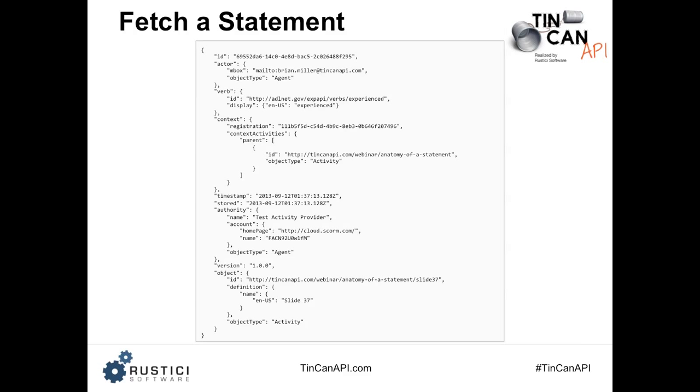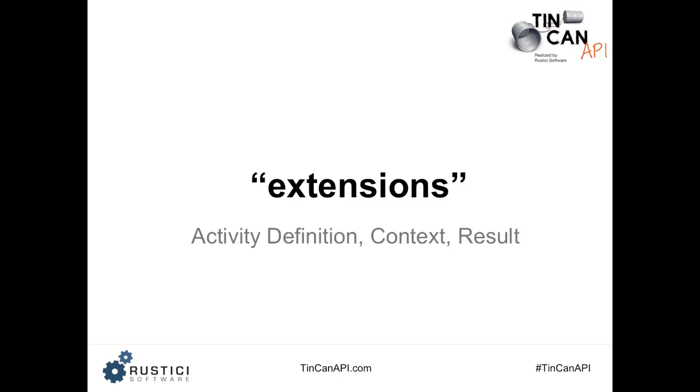So if I were to send the statements that I have been building before and then fetch them back from an LRS, it'll look somewhat like this. In this case, I've still got my ID, actor, verb, context, and then I've also got my timestamp, but I can see that the statement was actually stored at basically the same time as the timestamp. It has an authority that was a test activity provider to the Rustici Software Swarm Cloud with a particular account name. And then this statement was returned by the LRS in 1.0.0 version.